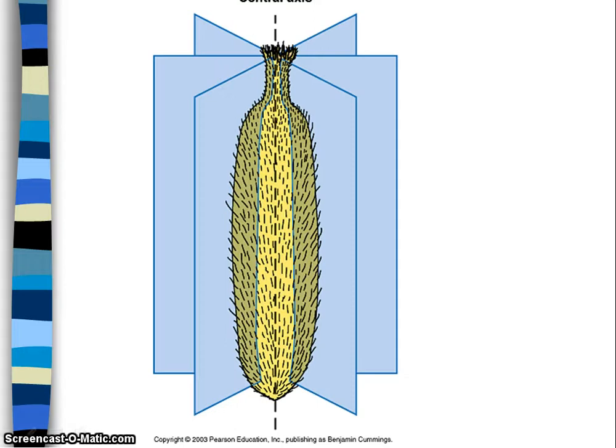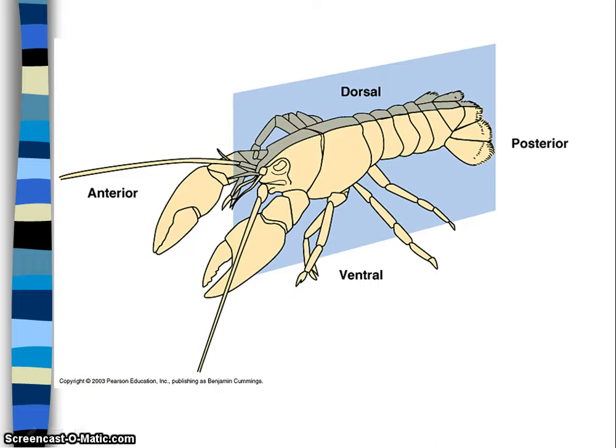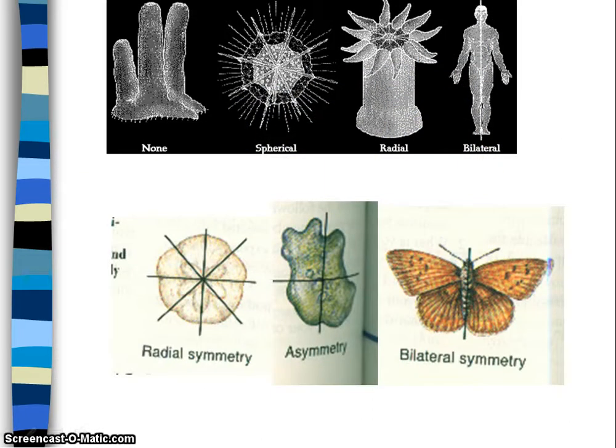So again, this is showing radial symmetry, passing a point in any direction. Bilateral symmetry, dividing it into right and left halves. Asymmetry, again, there's no particular body plan.